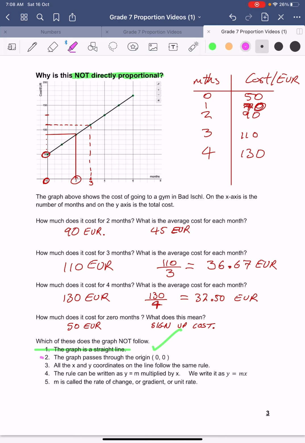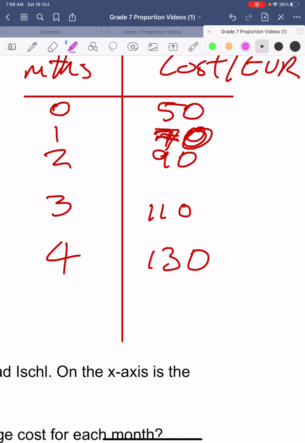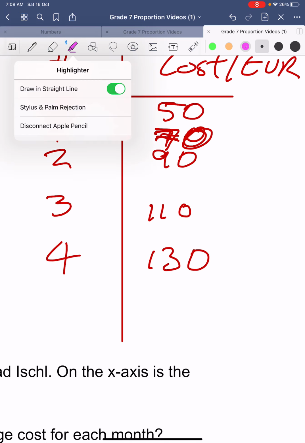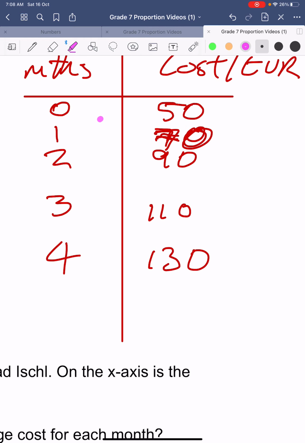The graph passes through the origin. Well, it doesn't. All the x and y coordinates on the line follow the same rule. Well, this is quite interesting because they actually do follow the same rule. The rule's just a little bit more complicated.